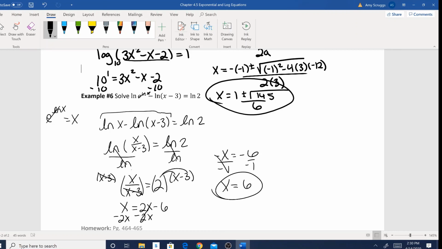Now, just like with other problems here, make sure that your answer is not extraneous. Of course, in this situation, x could not be 3 because that would leave us with an undefined solution. So as long as you don't get x as a 3, then we're okay. And guys, that is it.